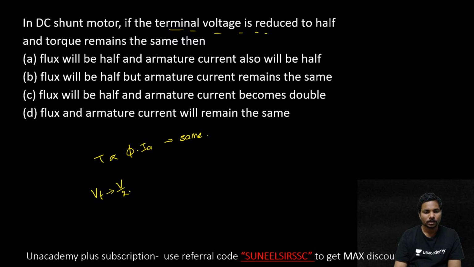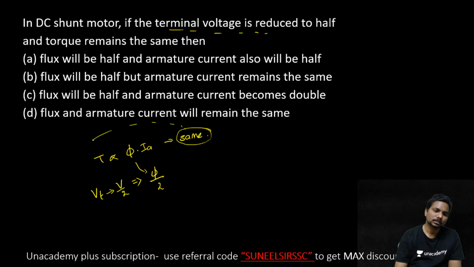If the terminal voltage is going to be reduced to half, then what about the flux produced? Flux produced will become half. If the flux produced becomes half, to get the same amount of torque, the motor draws double the armature current.